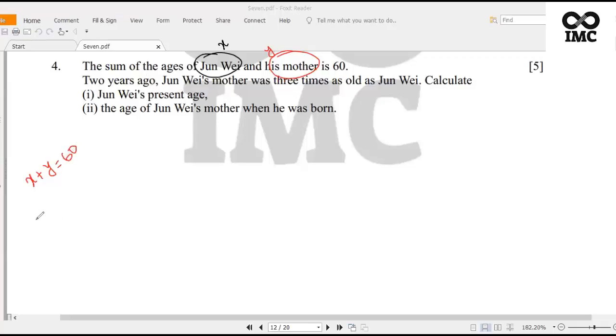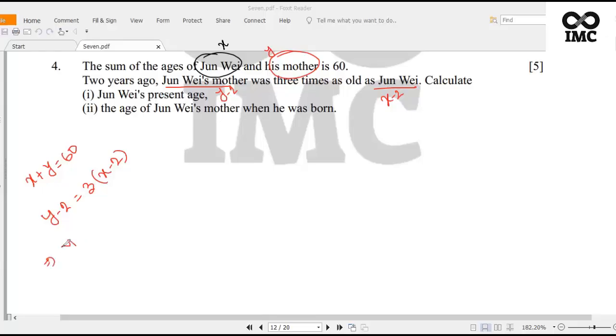Now 2 years ago, that means Jun Wei's mother, that means Y minus 2, was 3 times as old as Jun Wei. That means 2 years ago, the age of Jun Wei will be X minus 2. Okay, so we can write in this way, Jun Wei's mother, that means 2 years ago, Y minus 2 equal to 3 times as old as Jun Wei. That means 3 times of X minus 2.